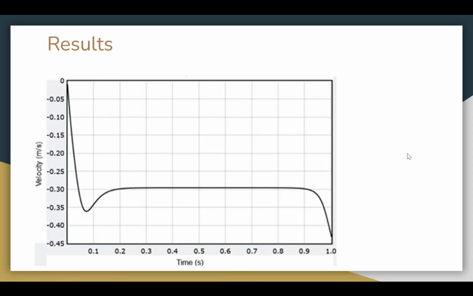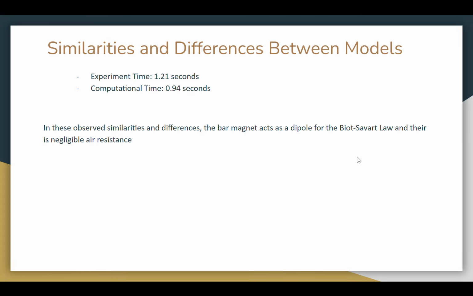So here's the results. You can see in this graph how we start at 0 and then the velocity takes this big sort of dip at the beginning over time and then flatlines until reaching a faster velocity at the very end, which is around when it leaves the tube. And you can see the kind of steady state in the middle here and then the quick acceleration down at the very beginning as it's falling through the tube and the flux is increasing. So to mention again, the experimental time was 1.21 seconds, while the computational was 0.94.